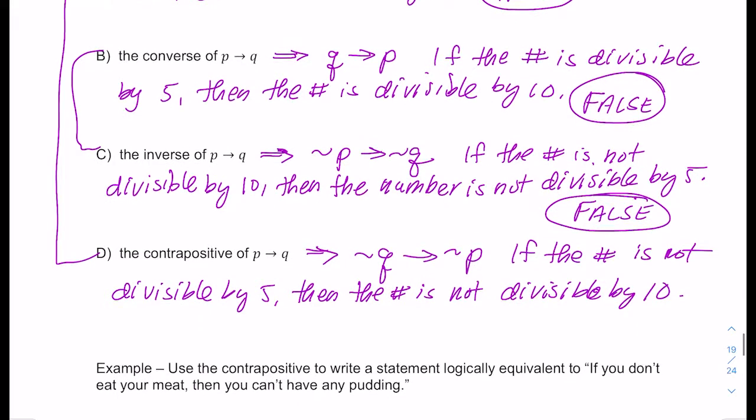So we should end up with true for the contrapositive, but let's look at it. If the number is not divisible by 5, then the number is not divisible by 10. Well, that's true. Think about the number 8. 8 is not divisible by 5. You can't divide 5 into 8 evenly. Well, the same goes for 10. 10 cannot go into 8. So that's a true statement.